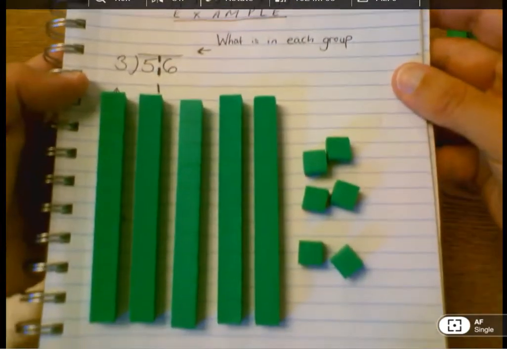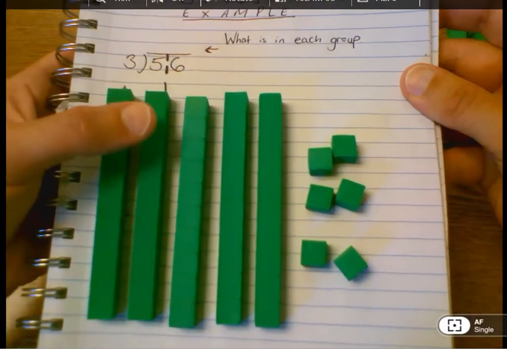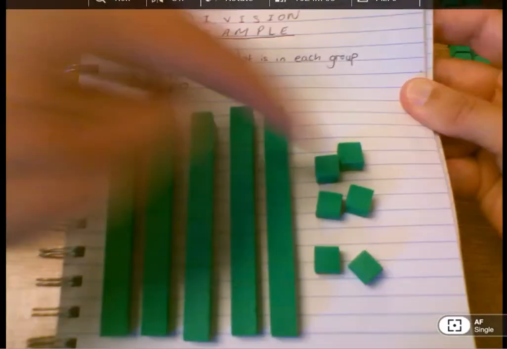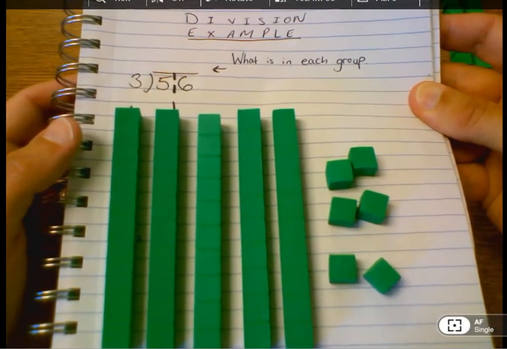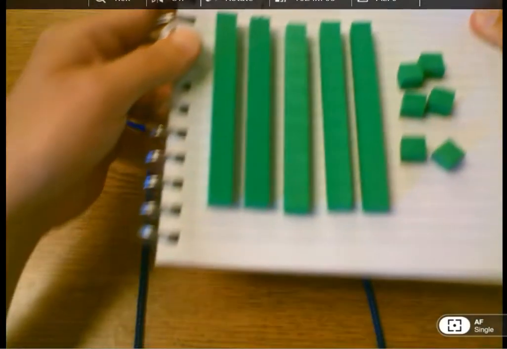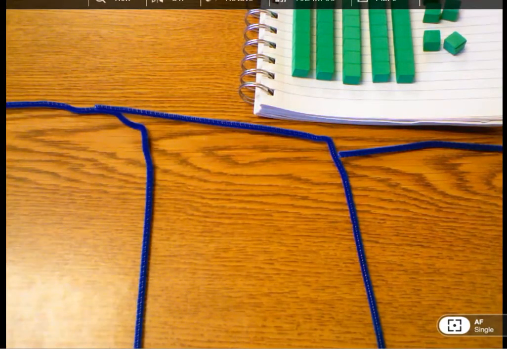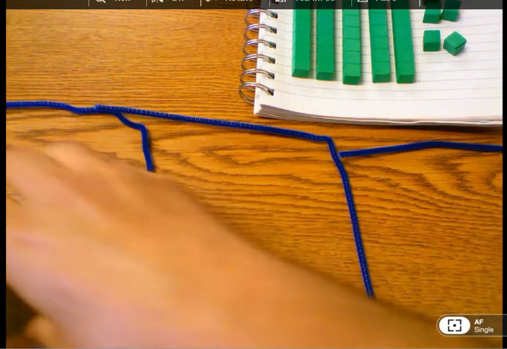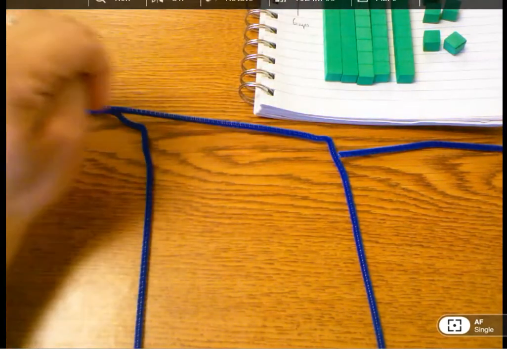So here's how I represent 56, my dividend. I have 5 groups of 10 over here, and 6 ones right here. And I want to separate those into 3 groups. So right here are my 3 groups. I've now used what we were using for multiplication in a different way. I've separated 1 group, 2 groups, 3 groups. And I want to equally divide these into groups.